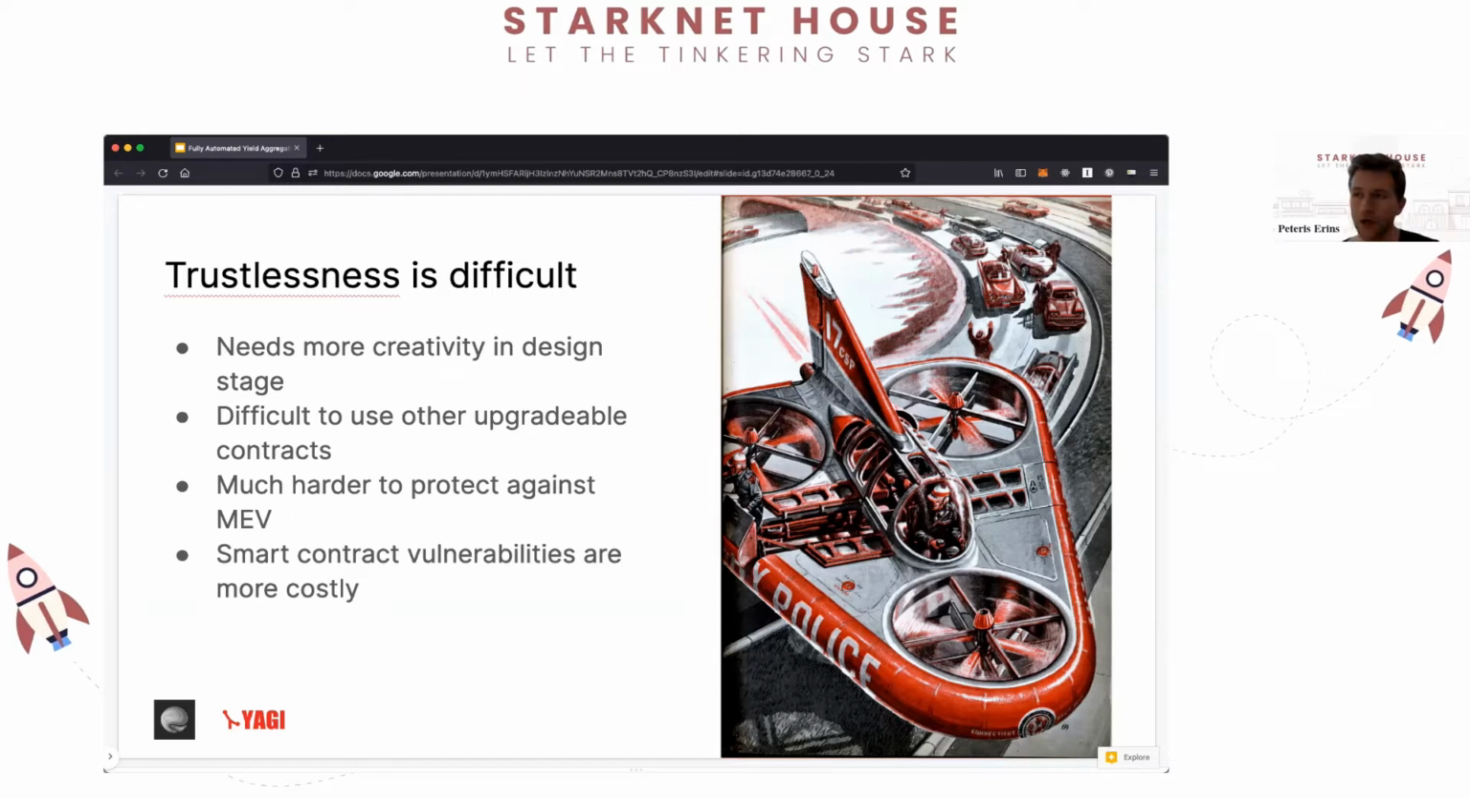And finally, smart contract vulnerabilities can be more costly with trustless protocols, right? If the protocol is more immutable, it means that if something goes wrong, there's really no way to fix it, right? Because we don't have this upgradability element, there's no way to step in and fix the protocol, right? And we'll see that this is true with different expressions of trustlessness.